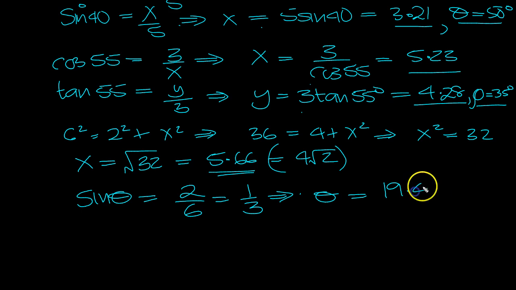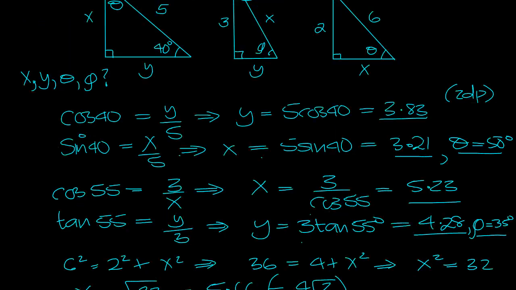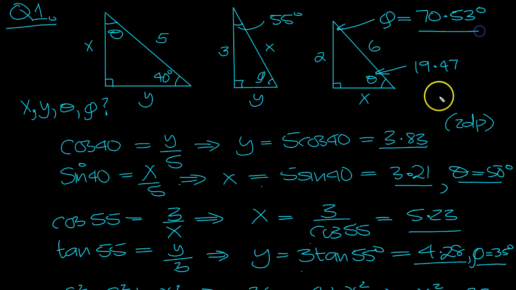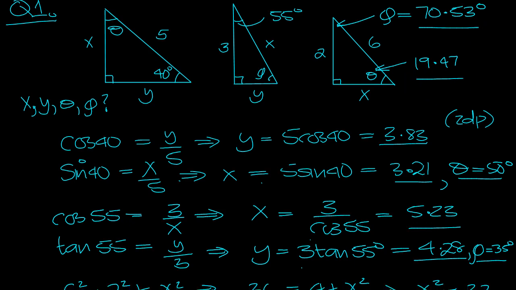19.47 degrees. And that was theta. Here 19.47. And I think this angle was also mentioned, it's called phi, and we better put that one in. 70.53 degrees. So those are the two angles for the last part of the question.